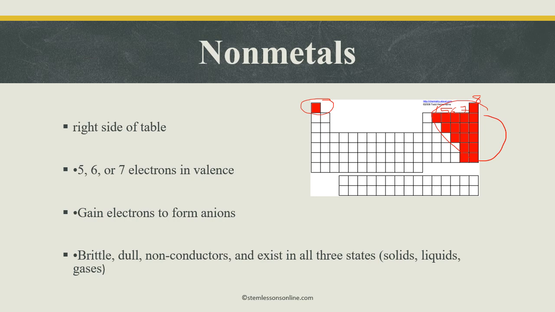So these nonmetals gain electrons and form a negative ion, which is called an anion. Okay, they gain electrons to become stable, and they are brittle, meaning you can break them easily. They are not that shiny, very dull in color, and they don't conduct electricity, and exist in all three states: solid, liquid, and gases. Let me show you an example for that.